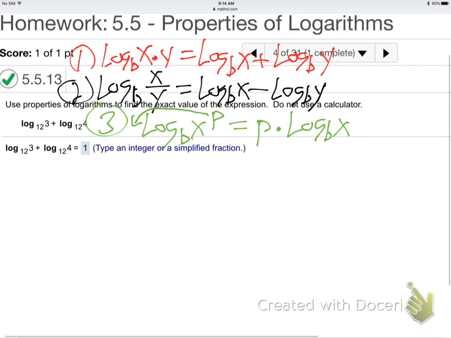Remember I said I was kind of jumping ahead, grabbing that quality because it's helpful. Remember, it brings powers down. That power comes down to the front. So there they are. Those are the big three log properties. And basically the whole section and everything else we do with logs is just going to use those properties, forwards and backwards. They're just going to give us all kinds of questions using those properties.